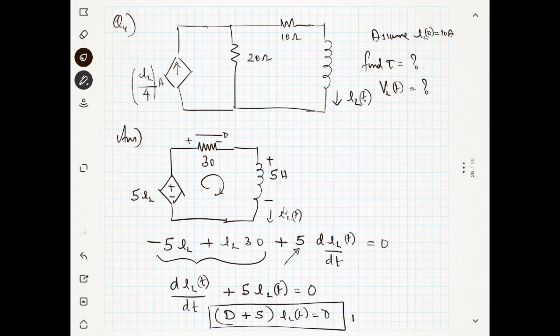You remember? Yes. So you know the solution: D plus 5 is equal to 0, so D equals minus 5. That is your alpha. Alpha is minus 5. This is the way to solve the differential equation.